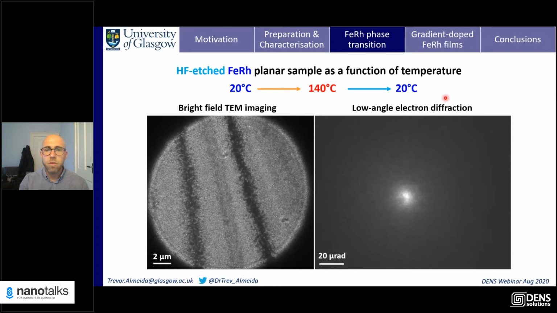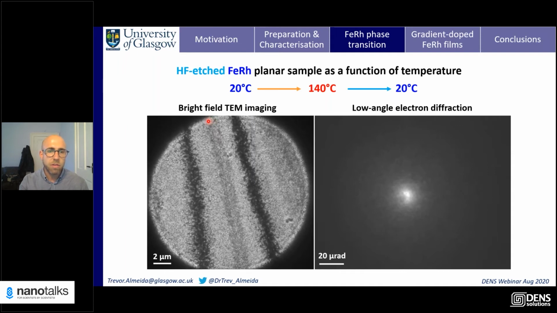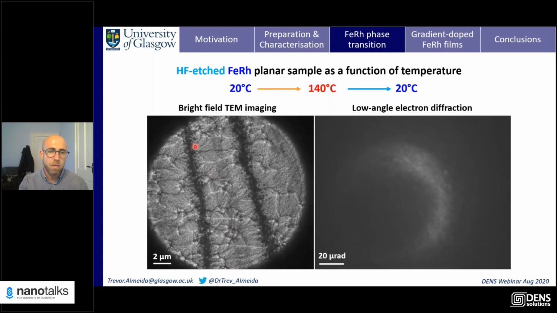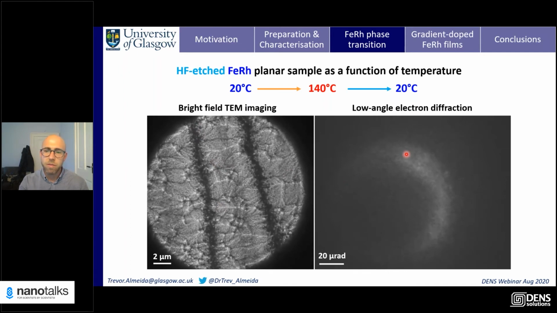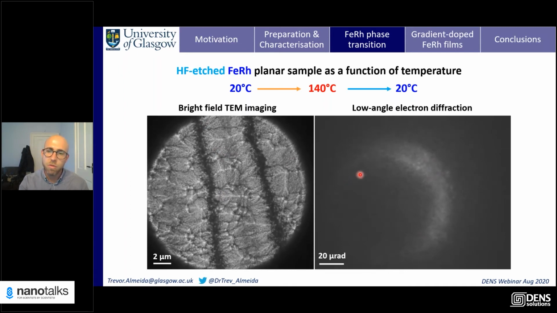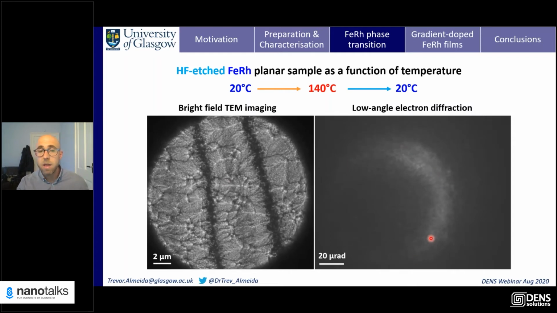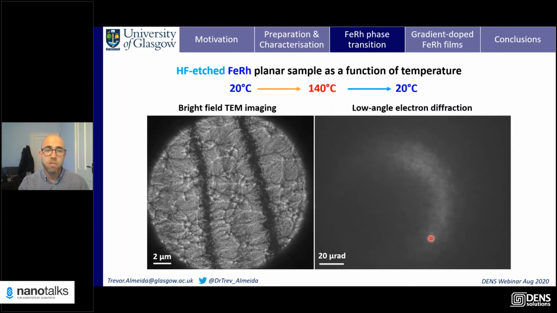So in these videos, I'm going to show how we heat it up from 20 degrees up to 140 degrees, and then back down to 20 degrees. So what we'll see is, as we heat up, we see nucleation and rapid growth of domains until it becomes fully ferromagnetic. And you can see all the intensity in the electron diffraction actually forms this sort of arc. So all the electrons are being deflected away from the central axis by these large domains.